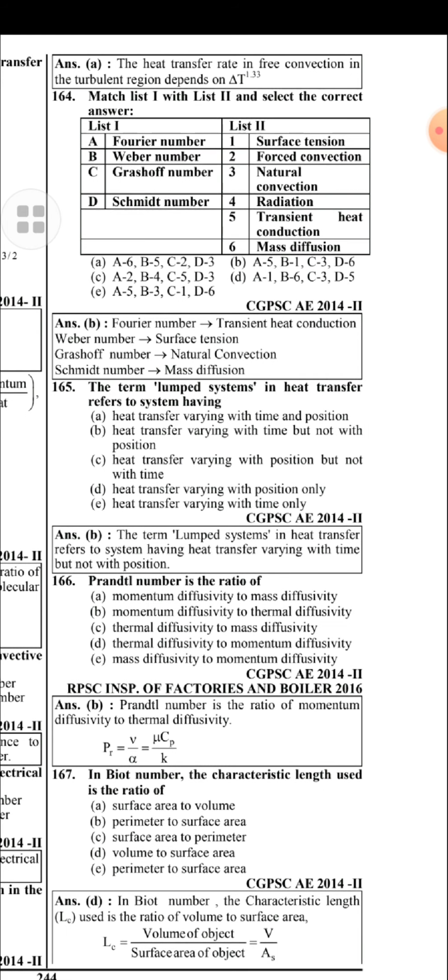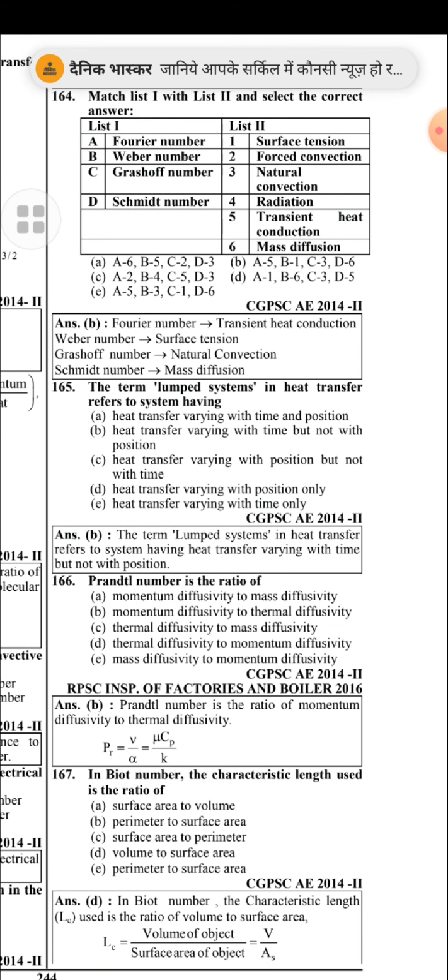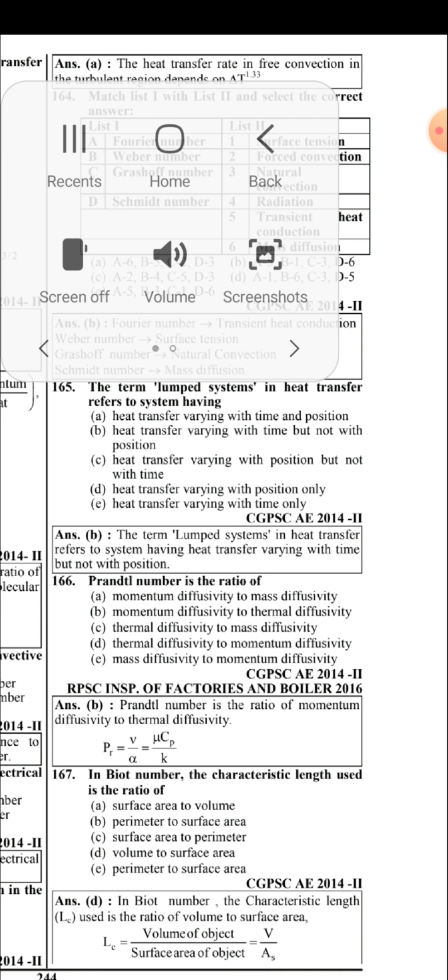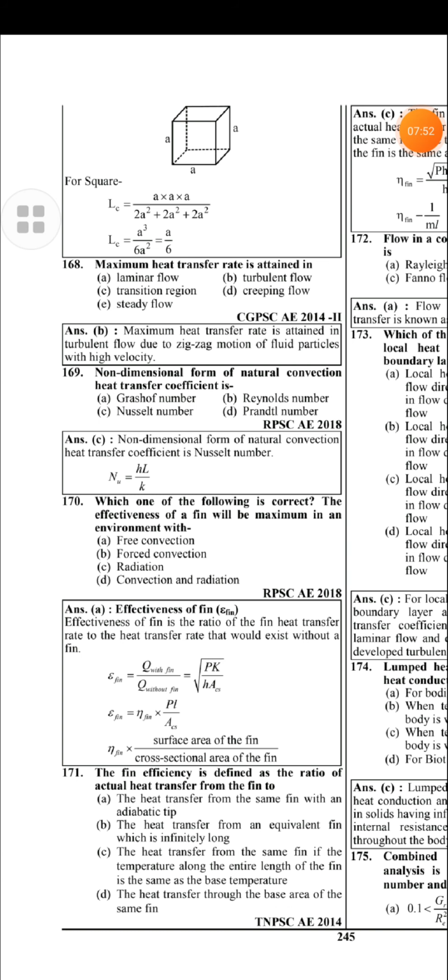In Biot number, the characteristic length used is the ratio of volume to surface area, that is, Lc is equal to V by A. And what is the formula of Biot number? Here for a cube of side a, Lc is volume a cubed over area 6a squared, that is, a by 6.